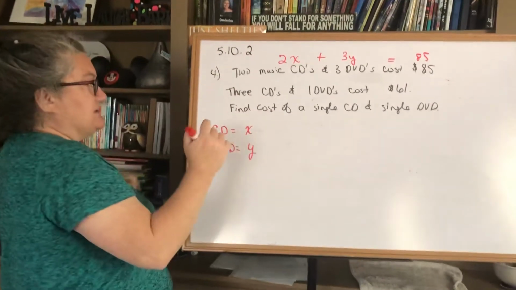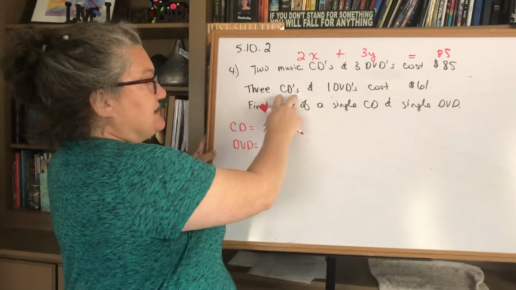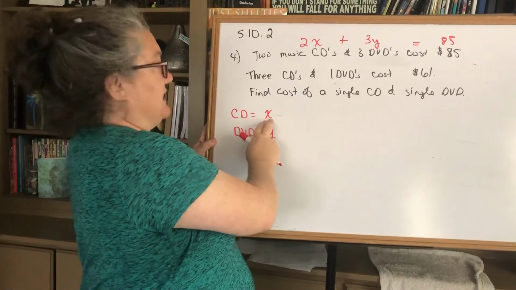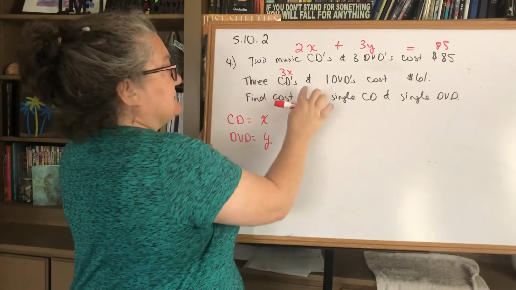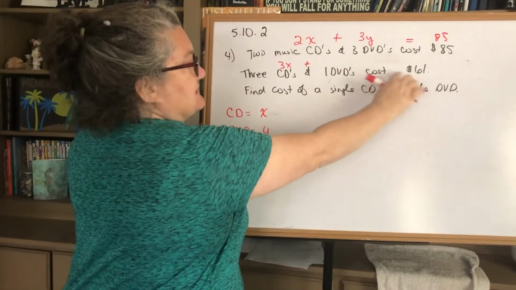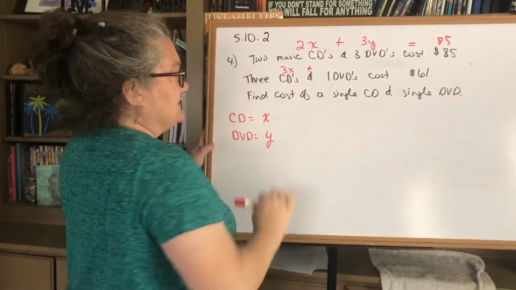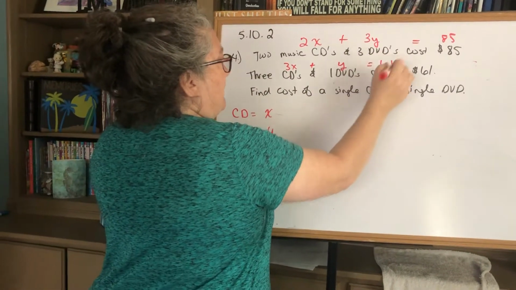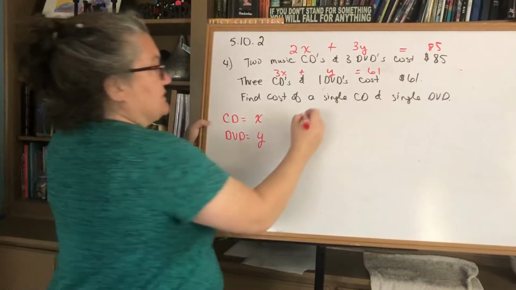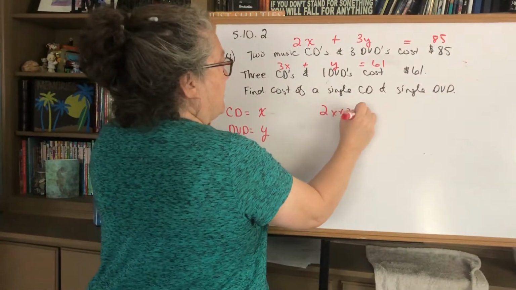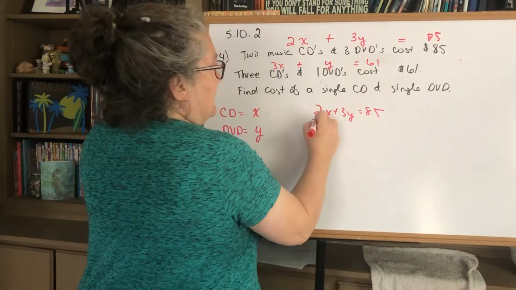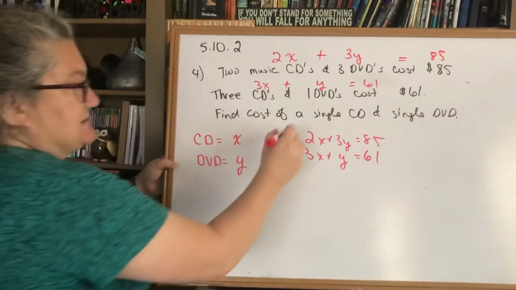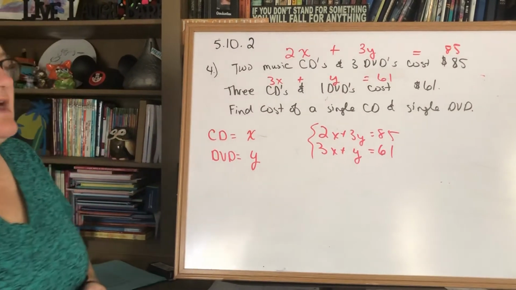And here it tells us that 3 CDs, what variable do we use for CDs? Good thing we labeled it right here because it says we use X. So we have 3X, and since it's cost, that means we're adding the 2 together. That means add 1 DVD, that'd just be Y, equals 61. So now we have our 2 equations, which is 2X plus 3Y equals 85, and 3X plus Y equals 61. And this is 2 equations with 2 unknowns, and we need to solve them.